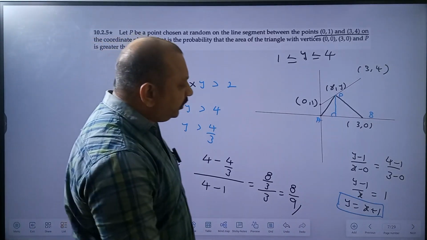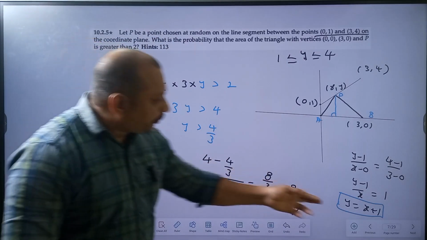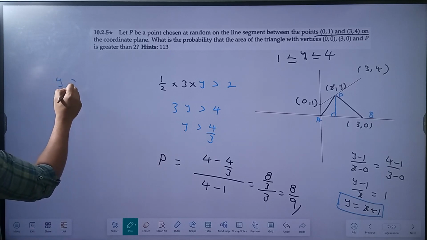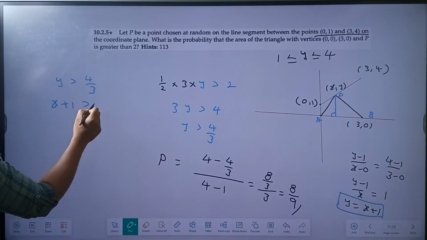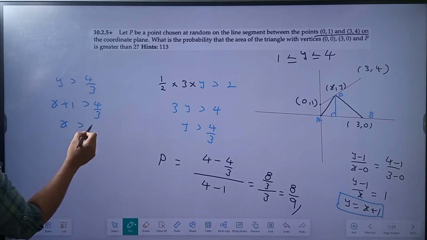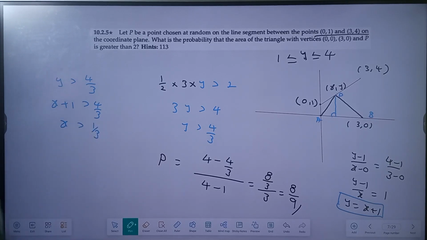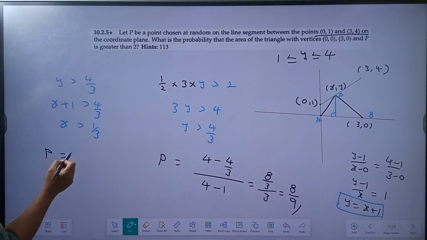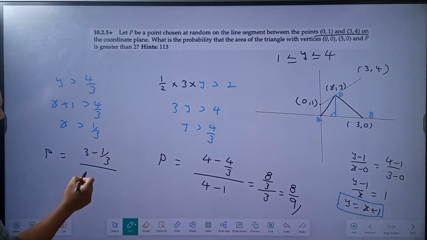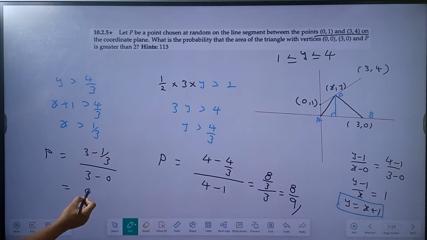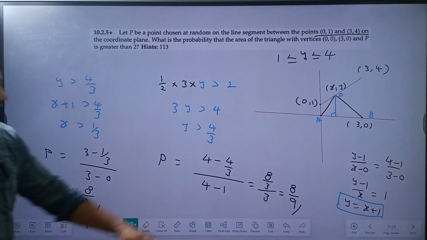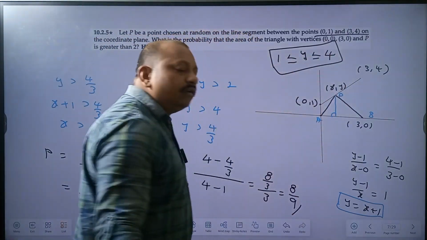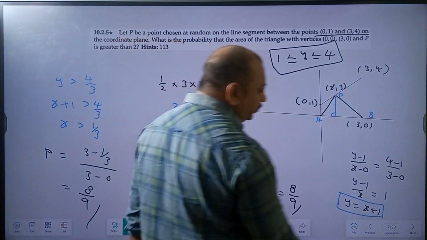Okay, clear? Y greater than 4 by 3 can also be seen from the x point of view. Y greater than 4 by 3 means x plus 1 is greater than 4 by 3, so x is greater than 1 by 3. As x values are from 0 to 3, the required probability is simply 3 minus 1 by 3 divided by 3 minus 0, which is 8 by 9. Whether y point of view or x point of view, the important thing is the identification of the total region and the favorable region.